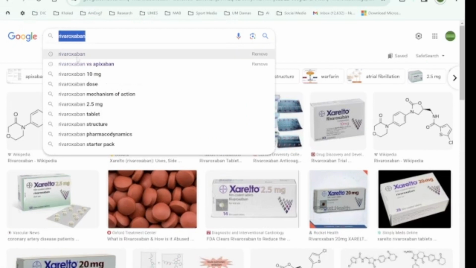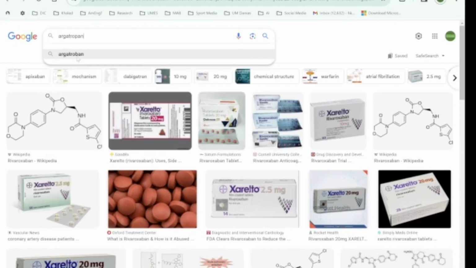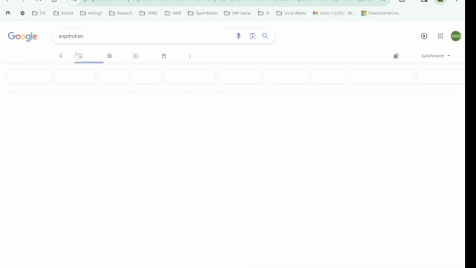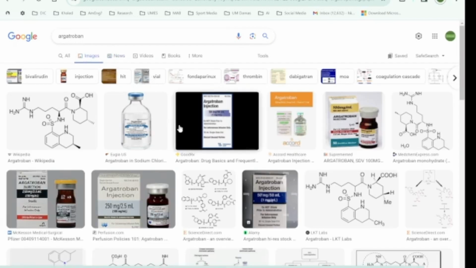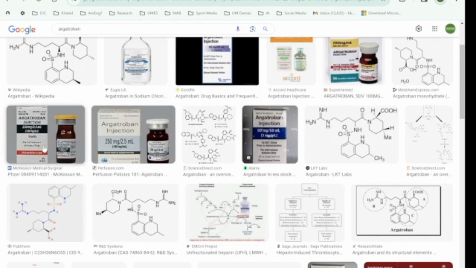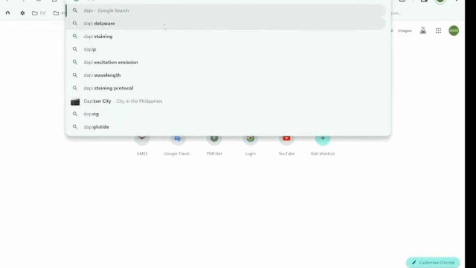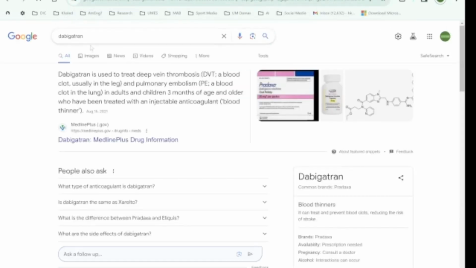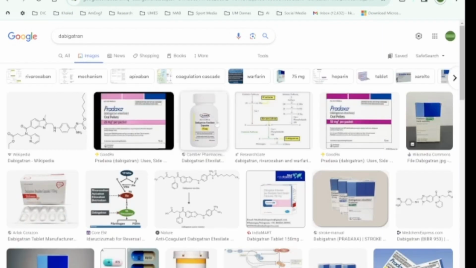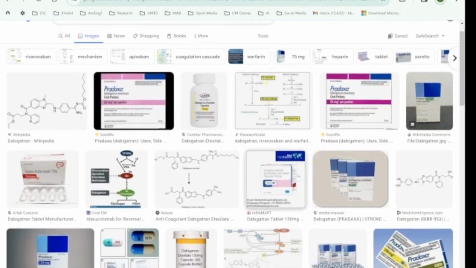Okay, I will type here argatroban to see what we have for argatroban. So you can see the argatroban injection available here. And what about the other medication? For example, we have dabigatran. Okay, dabigatran here, let's go to the image. Okay, dabigatran is available orally. You can see it like a tablet here.